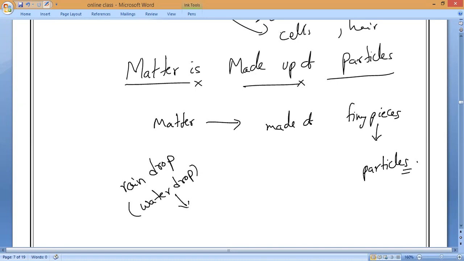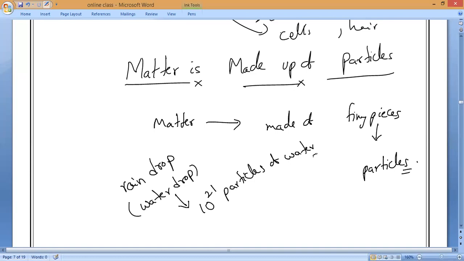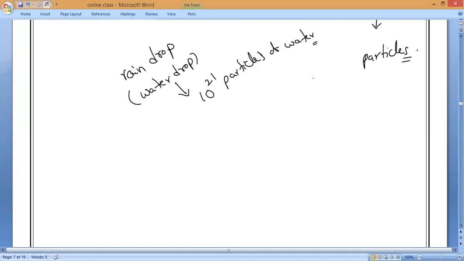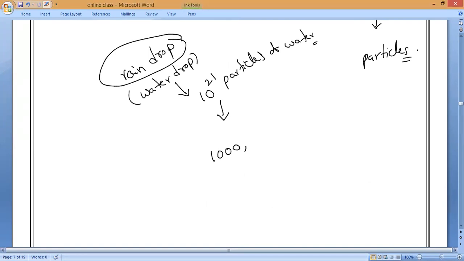A single raindrop contains 10 power 21 particles. How many particles, guys? 10 power 21 particles. So 10 power 21 means how many zeros? 10 power 21 particles of what, Hari? Particles of water. Present in just how many drops of water? One drop of water. Now, to express 10 power 21, for those who do not understand, how many zeros will come after the 1? 21 zeros.